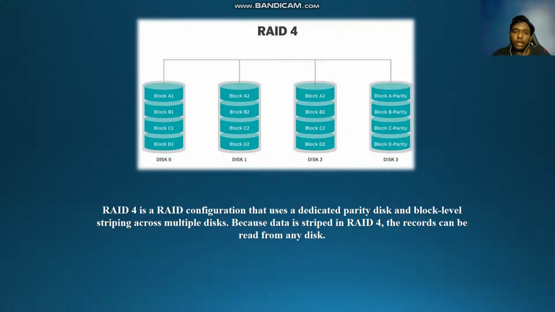RAID 4. RAID 4 is a RAID configuration that uses a dedicated parity disk and block level striping across multiple disks. Because data is striped in RAID 4, the record can be read from any disk.